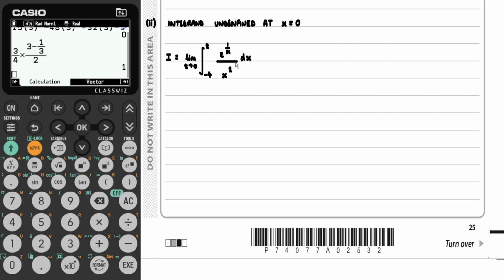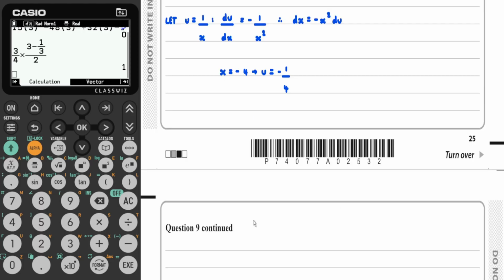For us to solve this integral, we will make a substitution, and that substitution will be u equals 1 over x. In doing so, du over dx is equal to negative 1 over x squared, meaning dx is equal to negative x squared du. When x is equal to negative 4, we would have u equal to negative 1/4, and when x is equal to t, we would have u equal to 1 over t.